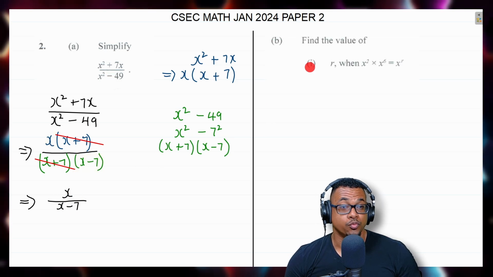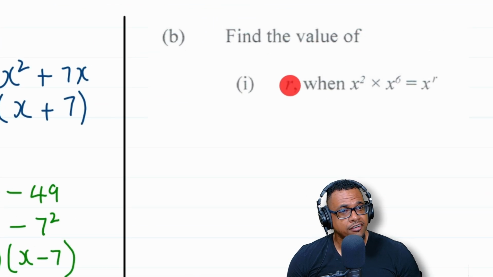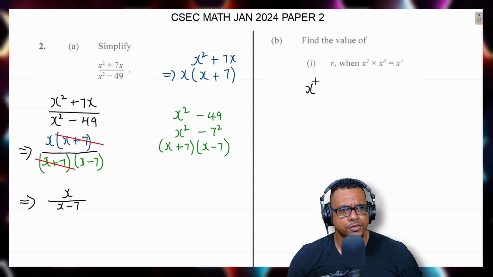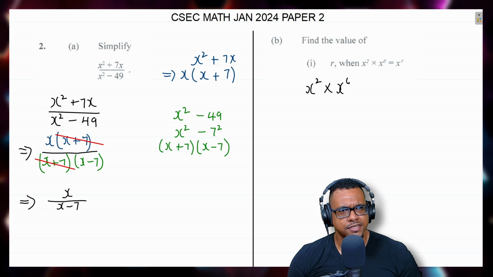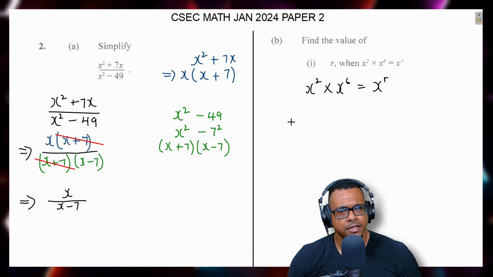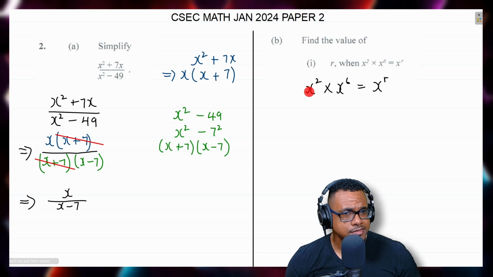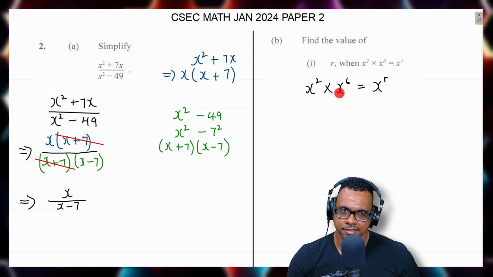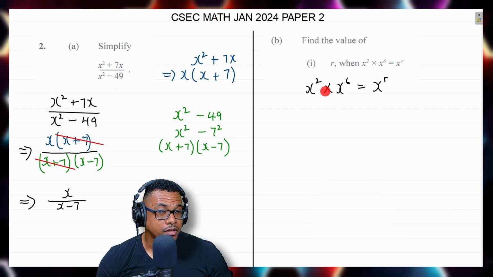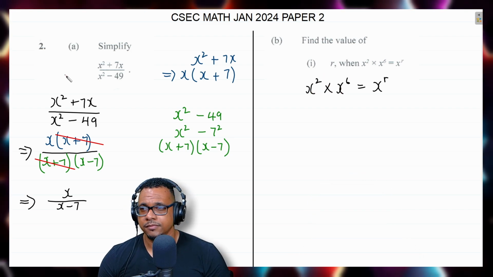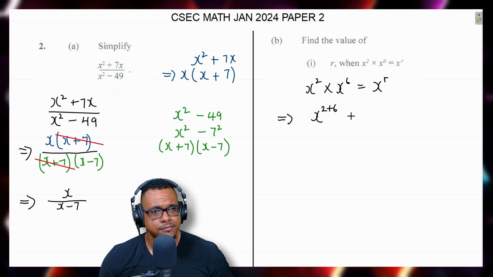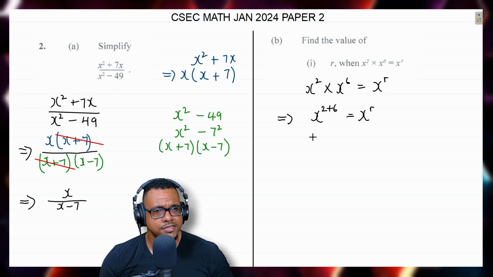Now for part B, part 1, we want to find the value of r when we have x to the power 2 multiplied by x to the power 6 is equal to x to the power r. So I'm just going to write that over. x to the power 2 multiplied by x to the power 6 is equal to x to the power of r. And we know the x is called the base, and the 2 here will be the power or the index. And we know anytime the bases are the same, see x and x here, bases are the same, and we are multiplying, we'll simply add the powers. So this would imply x to the power 2 plus 6 is equal to x to the power of r, and 2 plus 6 is 8.